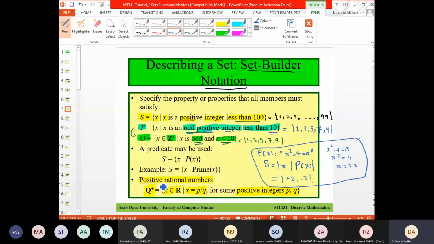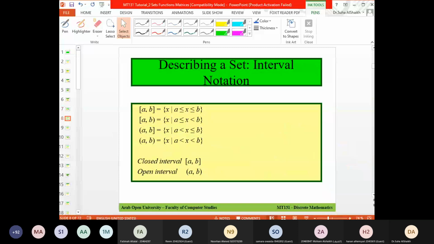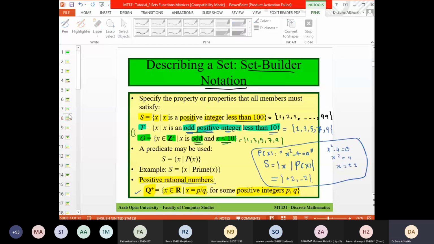The last one, I'm talking about the positive rational numbers. If it is rational, it is P over Q. Both P and Q are positive integers then. Okay, so this is Q plus. Is that clear?